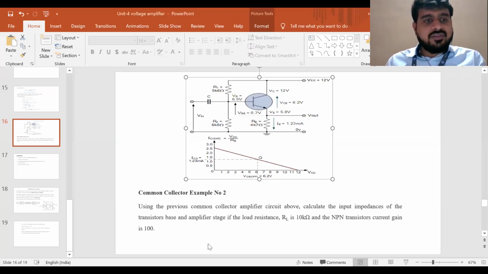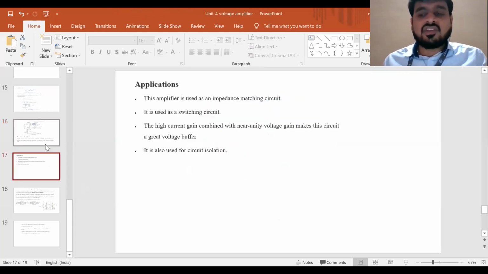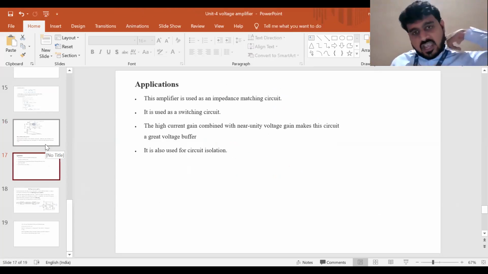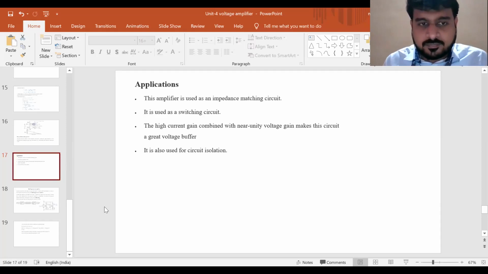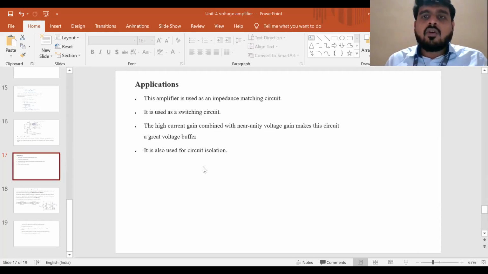So next we will move on to the applications we have for the CC amplifier. This amplifier is used for impedance matching circuits. It is used as a switching circuit, given the high current gain combined with near unity voltage gain, and it is also used for circuit isolation. What do you mean by circuit isolation? Anyone?